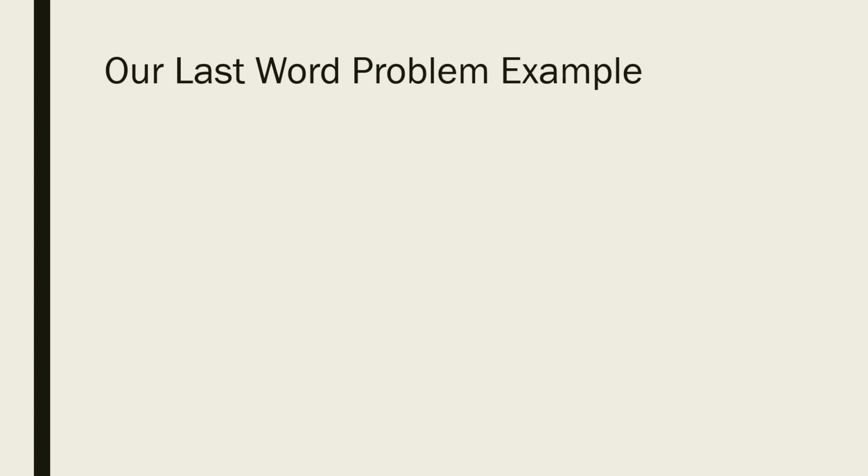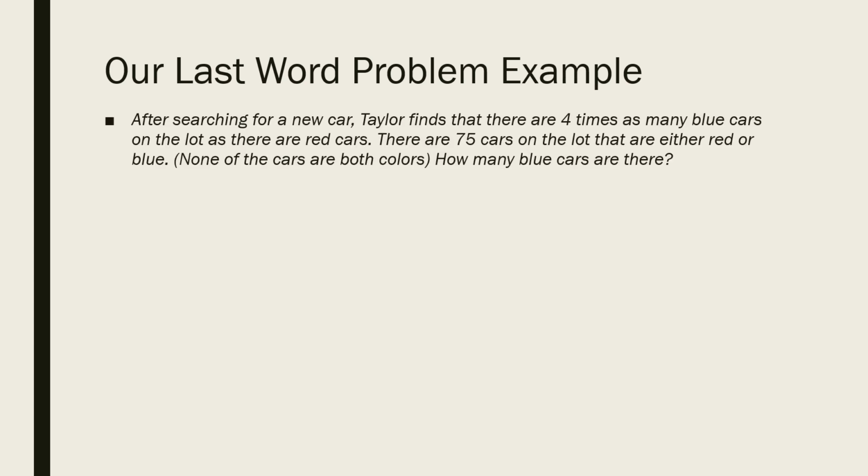So we're going to do one last word problem. I know this seems like we're going fast, but there's honestly not a lot of material in this particular chapter. So we're going to say our hardest one yet. After searching for a new car, Taylor finds that there's 4 times as many blue cars on the lot as red cars. And after counting, there's actually 75 cars on the lot that are either red or blue. Because I don't want to make this problem really annoying, none of the cars are going to be both colors. So the question is, how many blue cars are there?